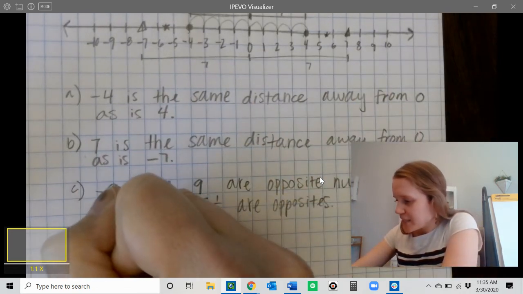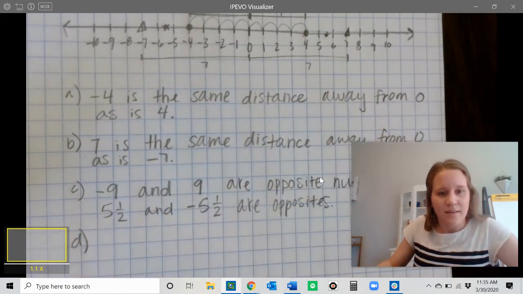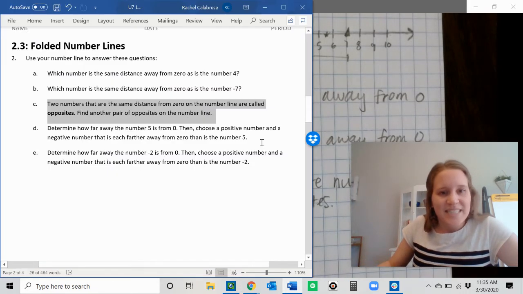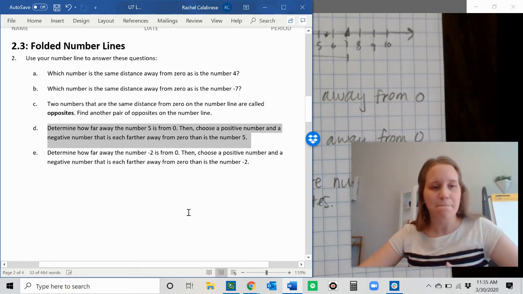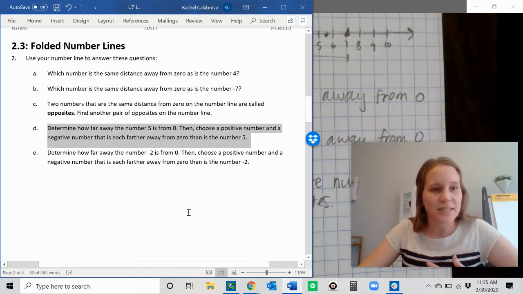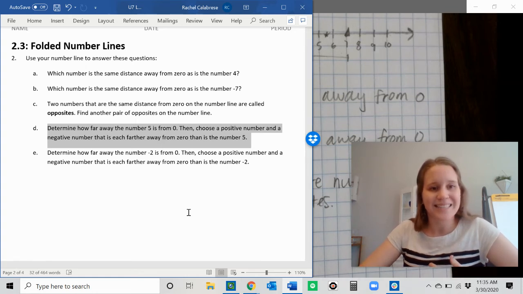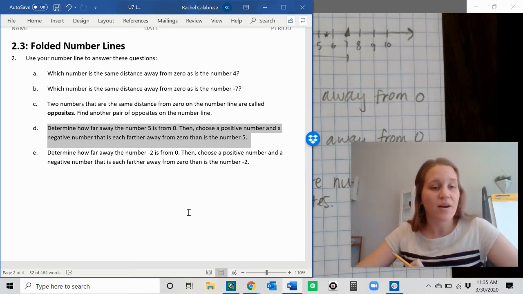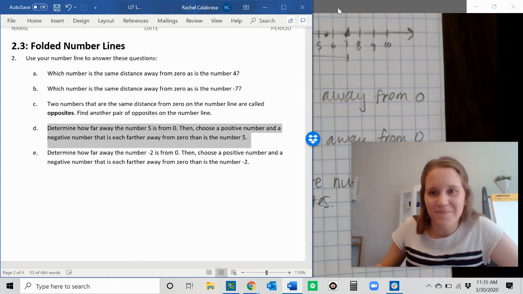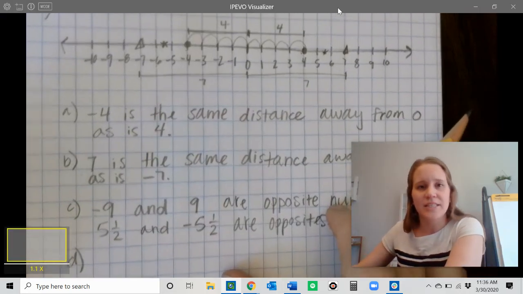All right, let's get our paper set up for part D. Here we go. Part D says, determine how far away the number 5 is from 0. Then choose a positive number and a negative number that is each farther away from 0 than is the number 5. Let me read that one more time. Determine how far away the number 5 is from 0. Then choose a positive number and a negative number that is each farther away from 0 than is the number 5.